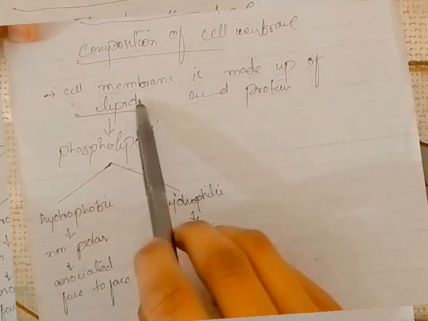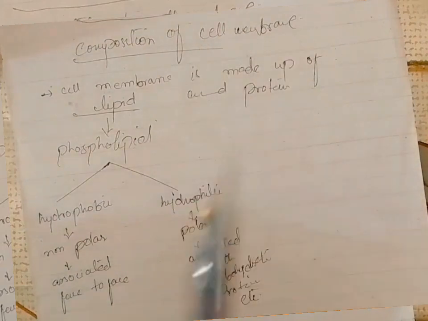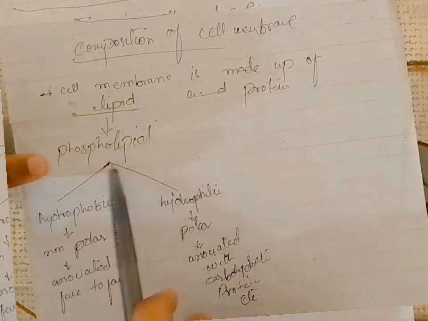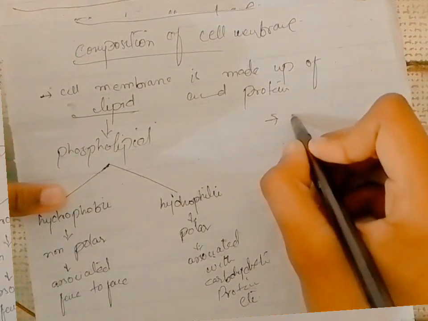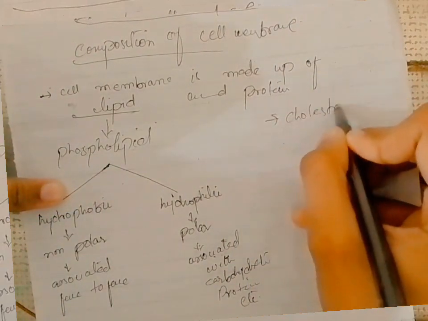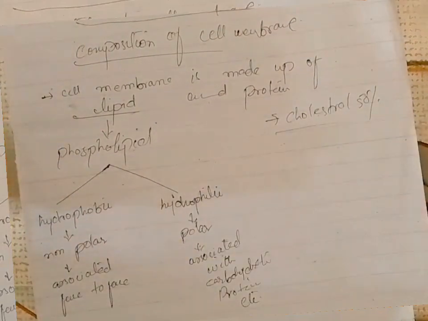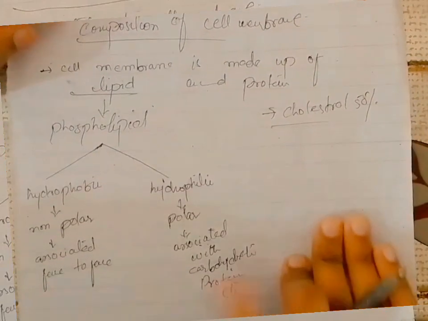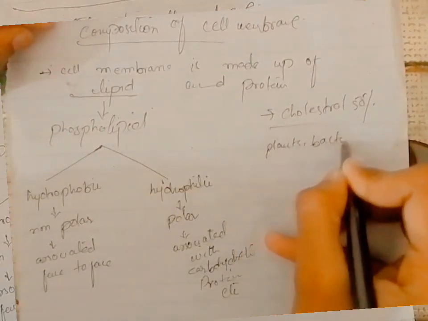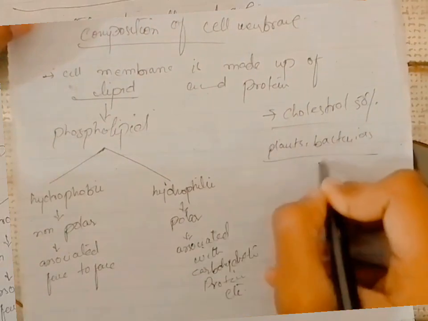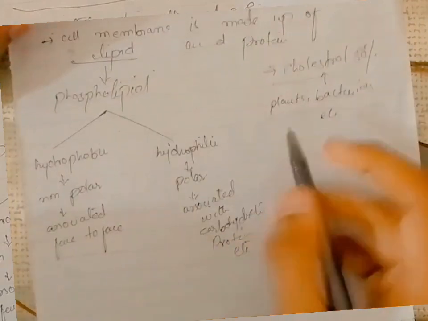As I said, the cell membrane is made up of lipid and protein. It can be a phospholipid, but in animal cells another type of lipid is also present, which we call cholesterol. Cholesterol is present in animal cells, but in plants, bacteria, fungi and algae, cholesterol is not present.